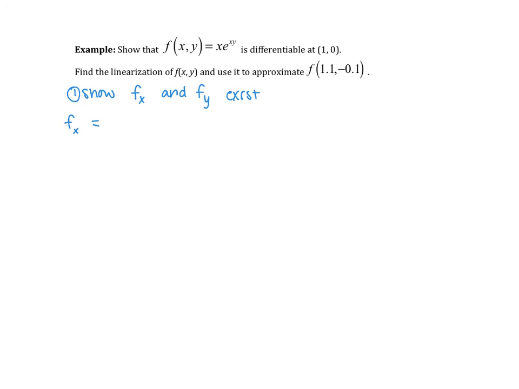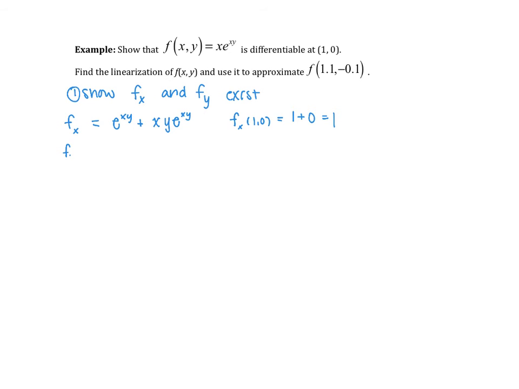We would need to use the product rule on this one. So we would get e to the xy, the derivative of the first times the second, plus the derivative of the second, which would be y e to the xy, times the first. And if I evaluate this at (1, 0), because that's the original point, when I plug in, we get 1 plus 0, so we get 1. So the partial derivative with respect to x is 1 at that point.